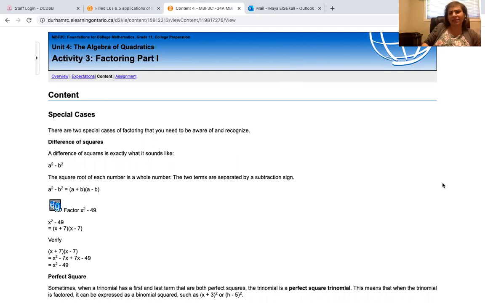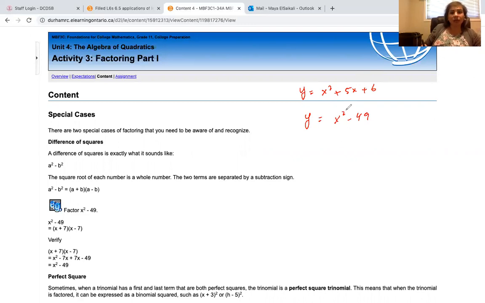So remember that in the case of a trinomial where you had y equals, let's say, x squared plus 5x plus 6, you looked for two numbers that multiply to 6 and add to 5, right? So that was easy. What if I have something that looks like this? y equals x squared minus 49. In this case, as you can see, I only have two terms.